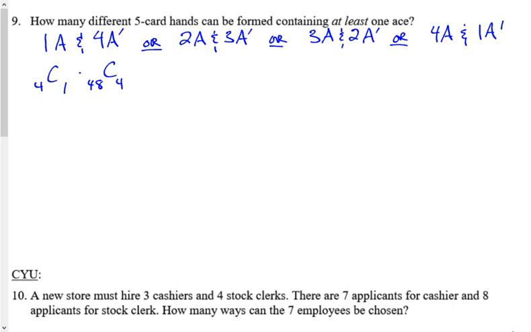Exactly 1 ace and exactly 2 aces are mutually exclusive. So I could have 1 ace, or means add, I could have 2 aces, or 3, or 4. So those will be additions where I put the ors. 2 aces would be, from the 4 I'm choosing 2, and means multiply. From the 48, I choose 3 non-aces.